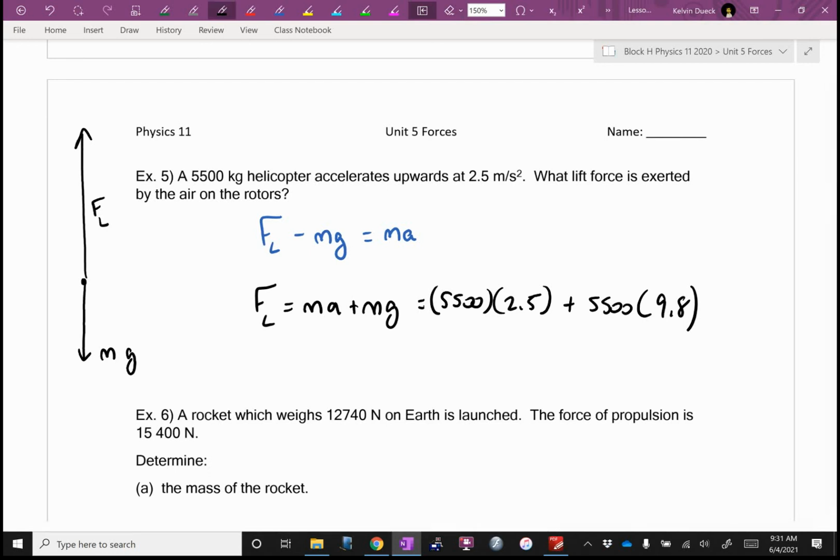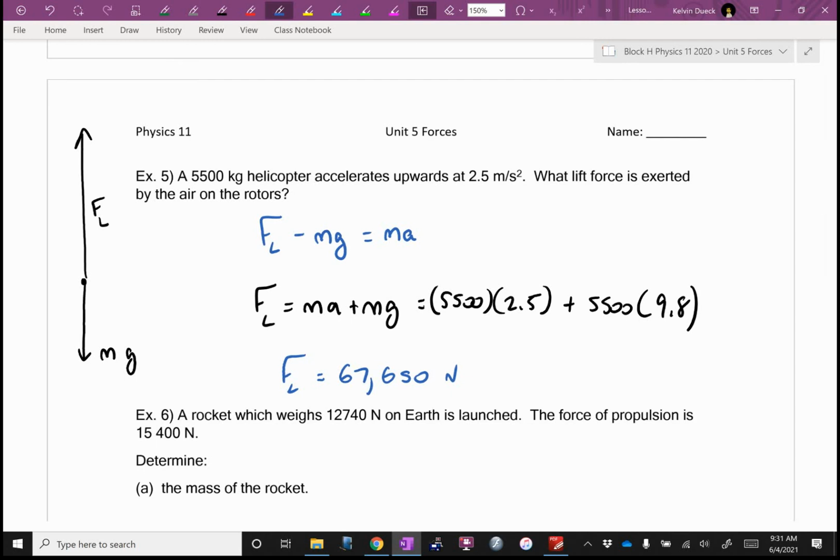All right, what do you get? Does that answer make sense? Is this a helicopter? Is it a fairly big mass? Should we get a fairly big force? Yeah, I'm okay with it. I'd be way more worried if you told me 12. You made a typo somewhere, right?